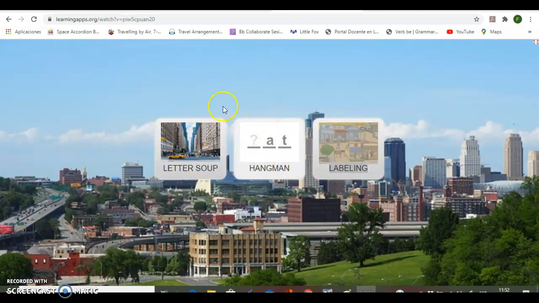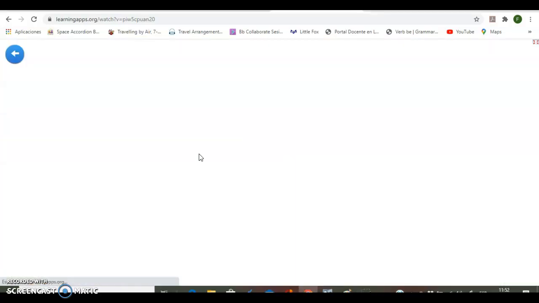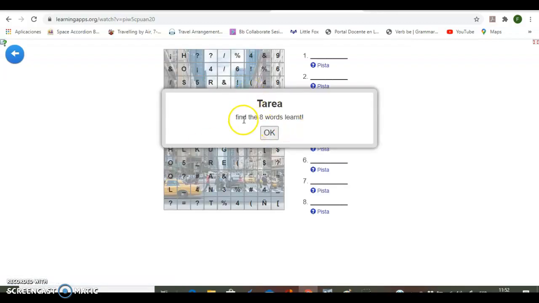Here we have 3 activities. 1 activity, 2 activities, 3 activities. We're going to start with this letter soup. Activity number 1. Let's see what it goes about. Find the 8 words learned. Vamos a encontrar las 8 palabras que ya aprendimos, right?